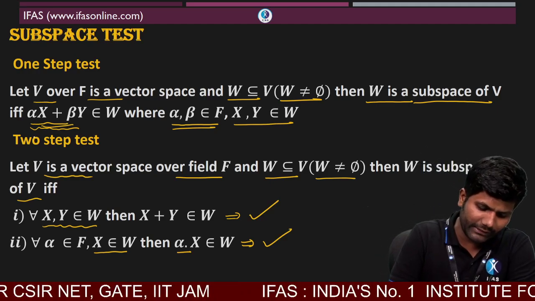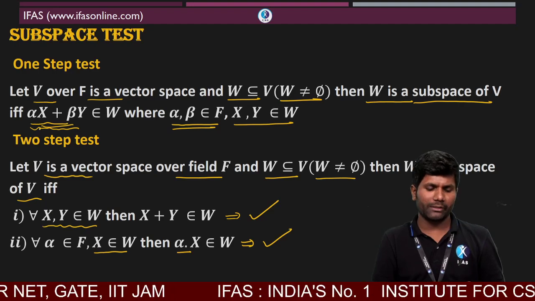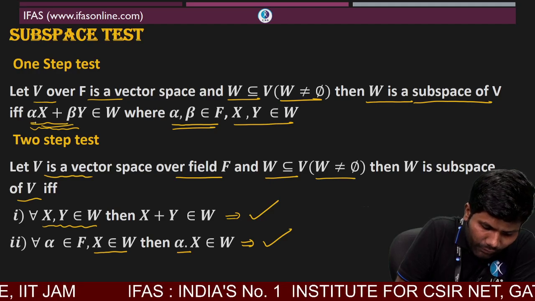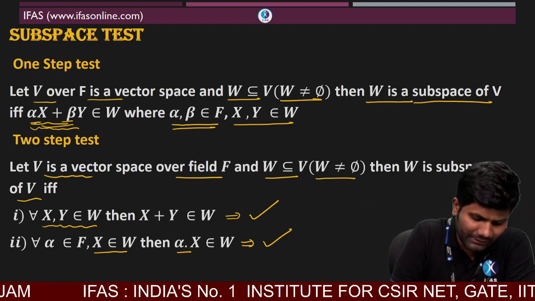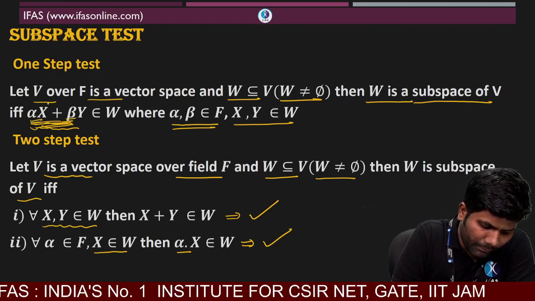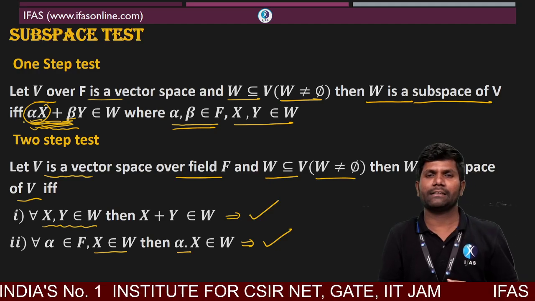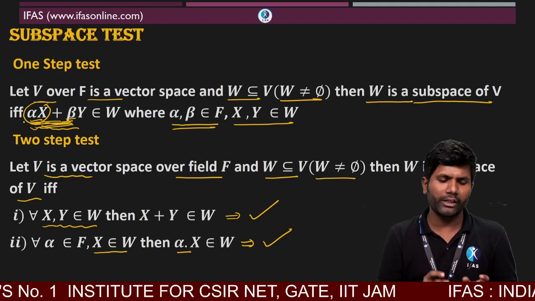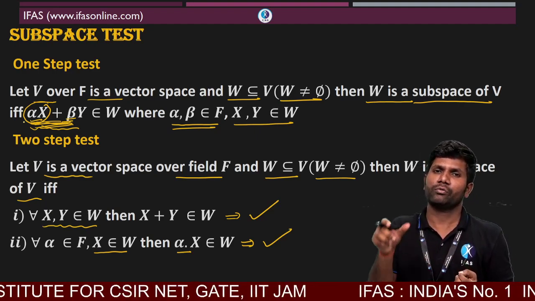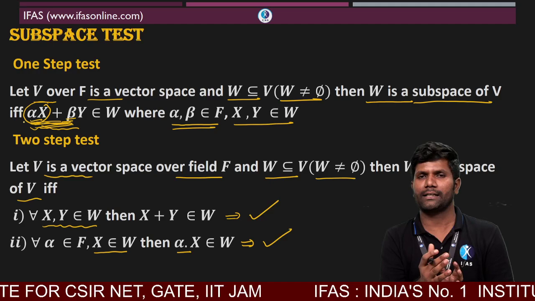Okay, and what is the one step test? Given that alpha x plus beta y belongs to W. Here alpha x plus beta y means addition, and if we multiply alpha with x, it means scalar multiplication. So in the one step test, vector addition as well as scalar multiplication apply in only one step. Basically these two tests are the same.